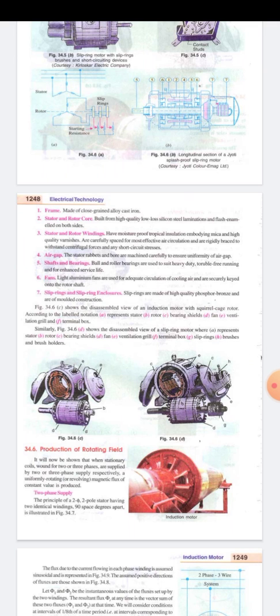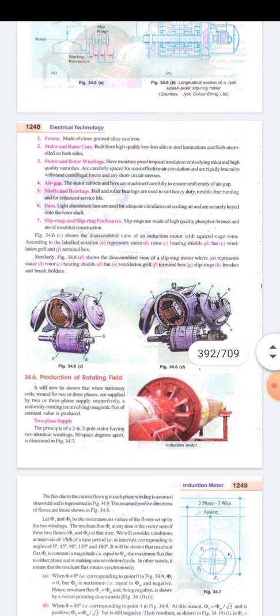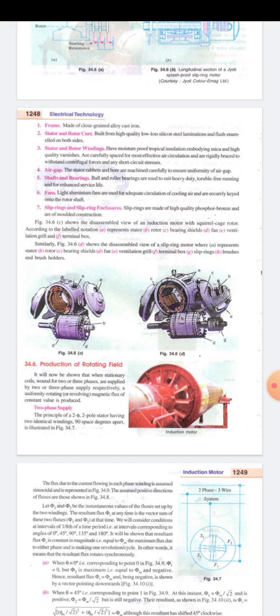It is made up of close-grained alloy cast iron. Stator and rotor cores are built from high quality low loss steel laminations and flash enameled on both sides. Stator and rotor windings having moisture proof tropical insulation, amber dyeing, mica and high quality varnish are carefully spaced for most effective air circulation and are rigidly braced to withstand centrifugal forces and any short circuit stresses.